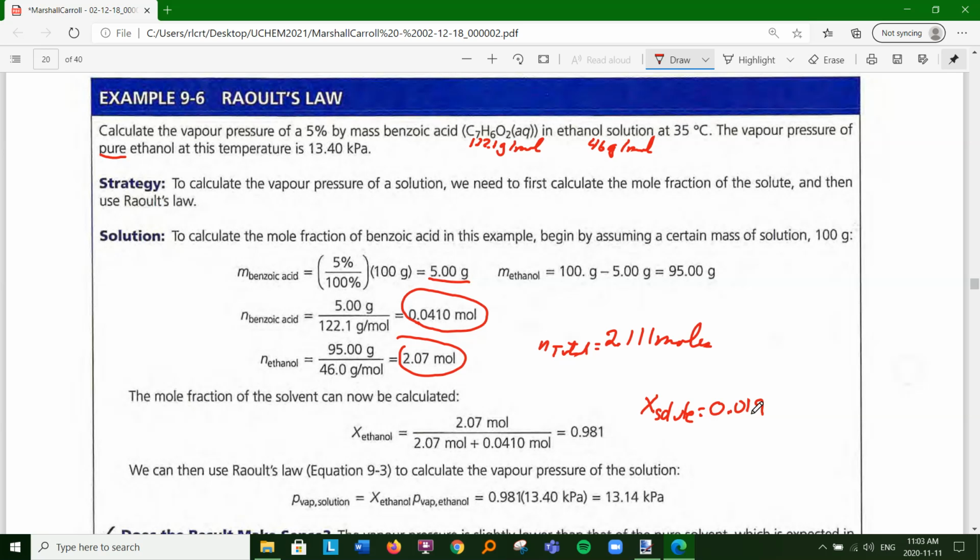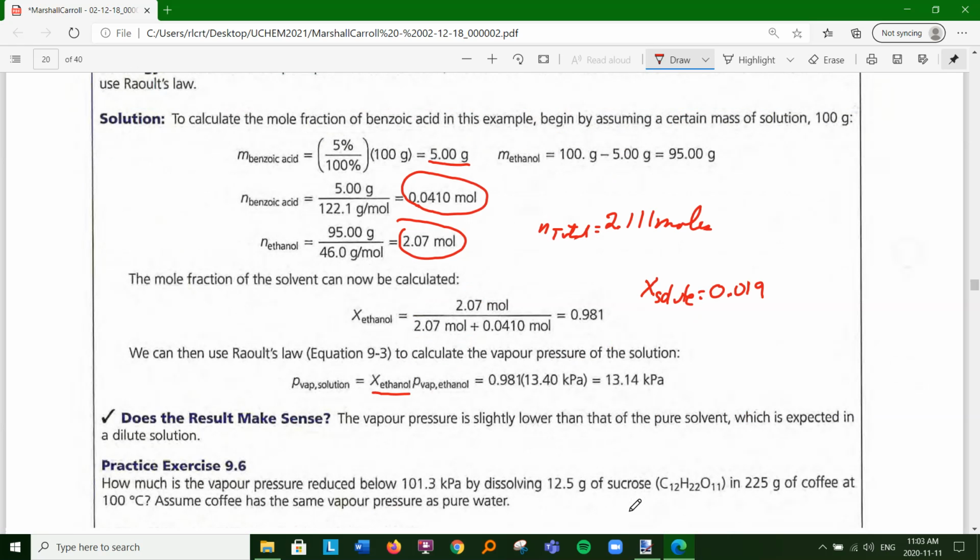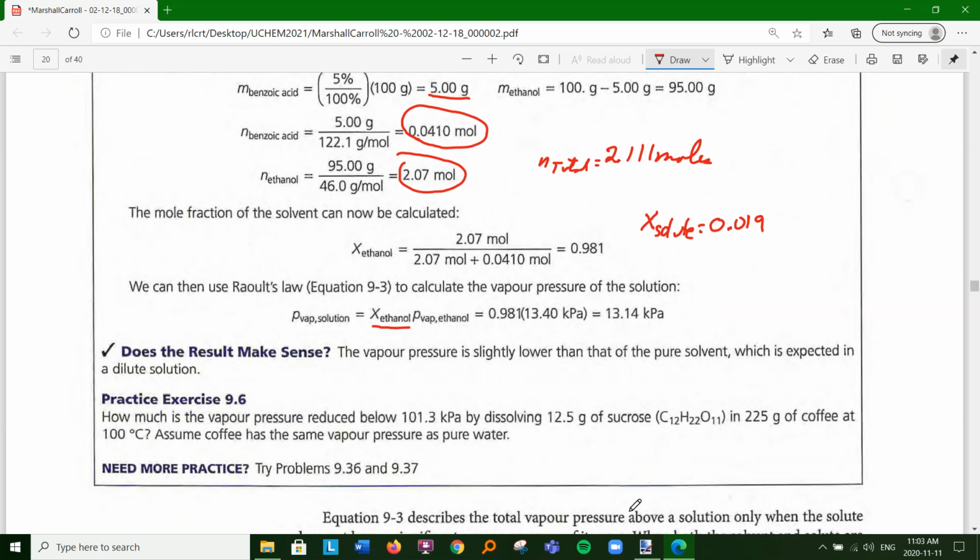So, what was the question? The vapor pressure. Well, it better be less than 13.5. So, here it is. The vapor pressure of the solution is the mole fraction of ethanol, 0.981, times 13.4. So 13.14. So it is. It was lowered by 0.26 kilopascal. Okay.